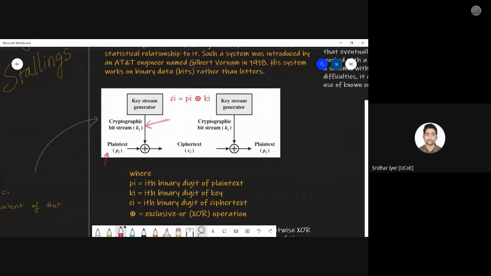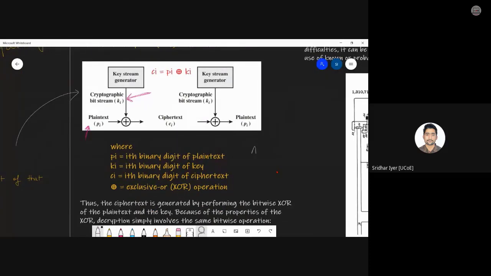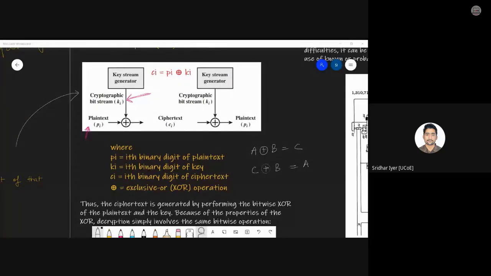Correct? Decryption is exactly opposite. As we know, XOR is nothing but a bitwise operation. So if I XOR Pi and Ki, I will get Ci. Similarly, if I XOR Ci with Ki, I will again get back the same Pi. Am I clear? It is basically like this only. A XOR B is equal to C. Then what we can do is C XOR B, and we will get A only. Yes or no? Operations are interchangeable. Fine. So that is the beauty of this cipher.